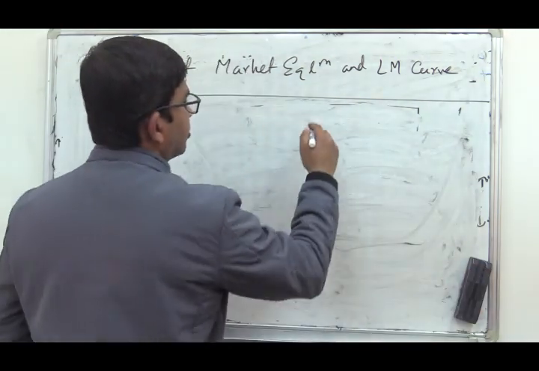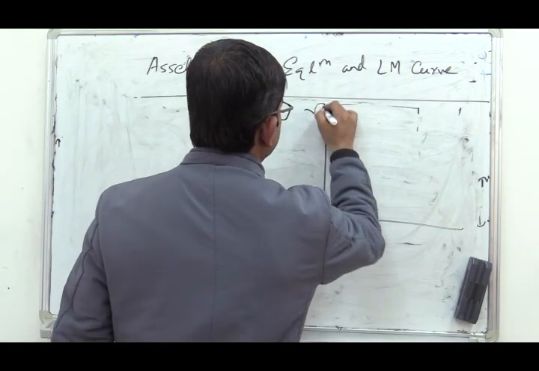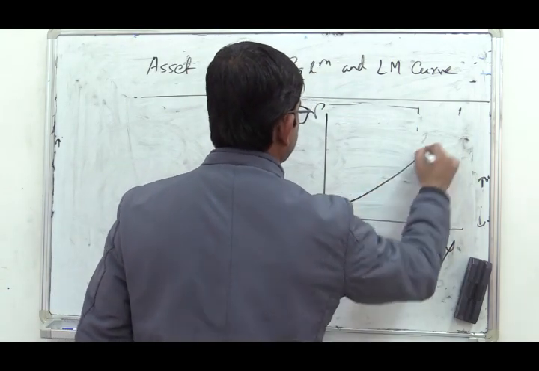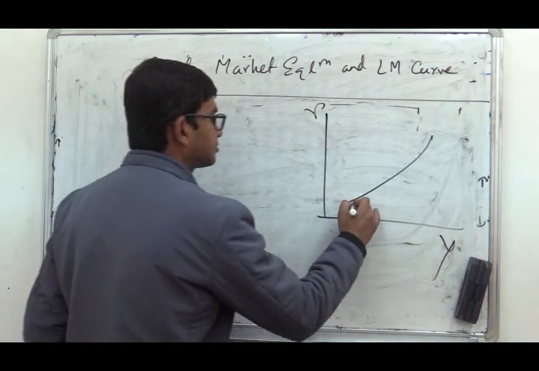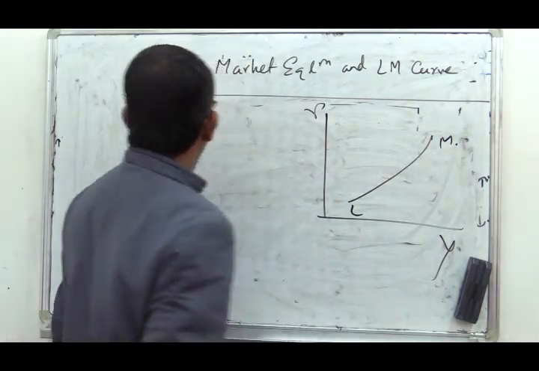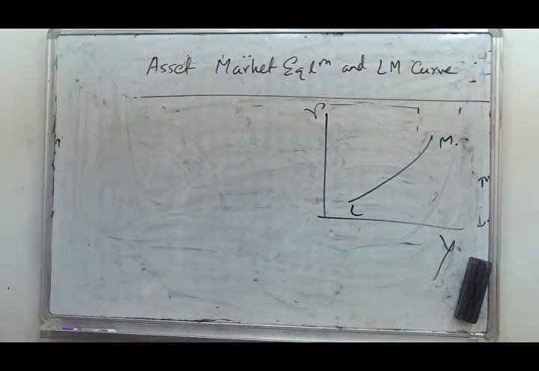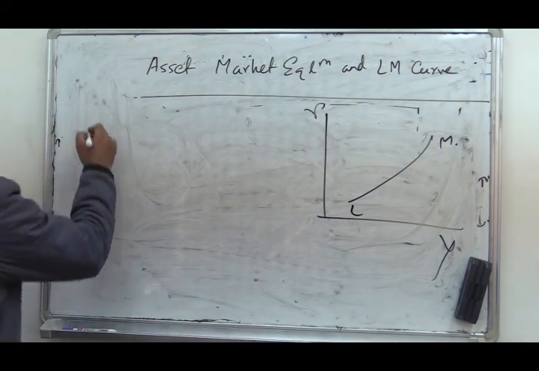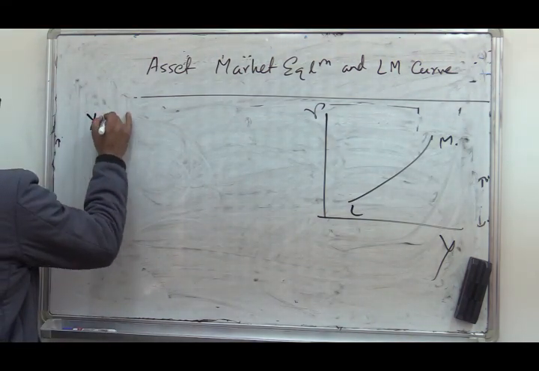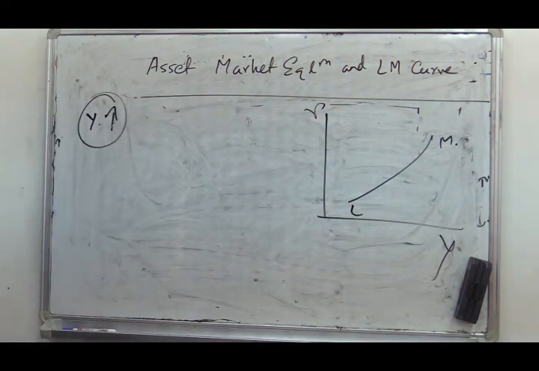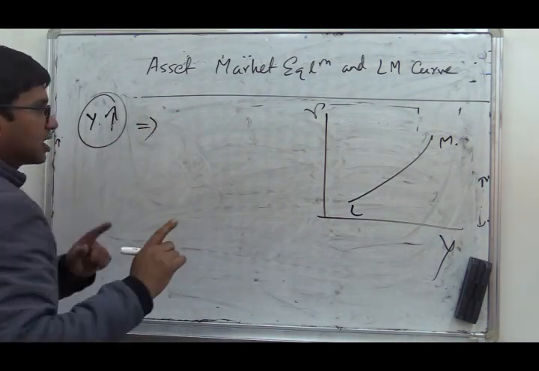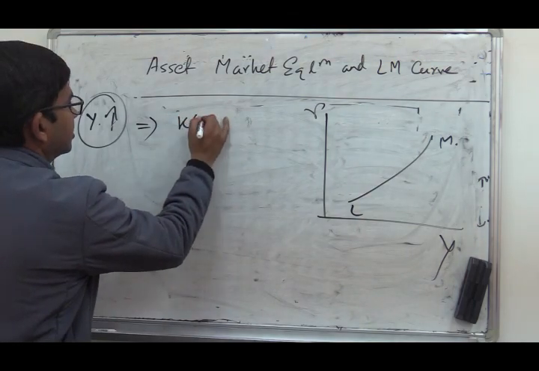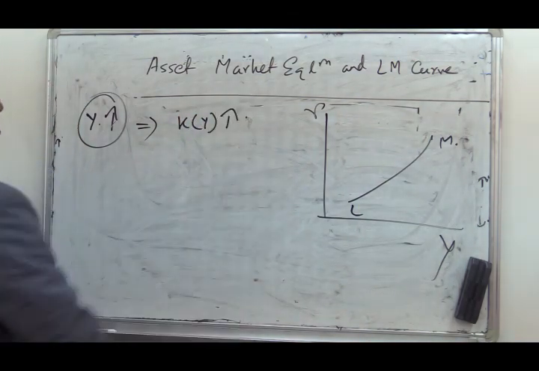So we can draw here that if R is here, Y is here, this will be the LM curve. Now, what is the economic logic behind that? Let us consider, for any case, aggregate demand rises. So if aggregate demand rises, other things constant, the transaction demand for money will increase.